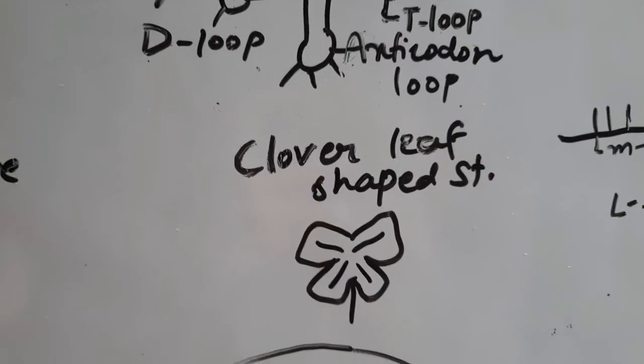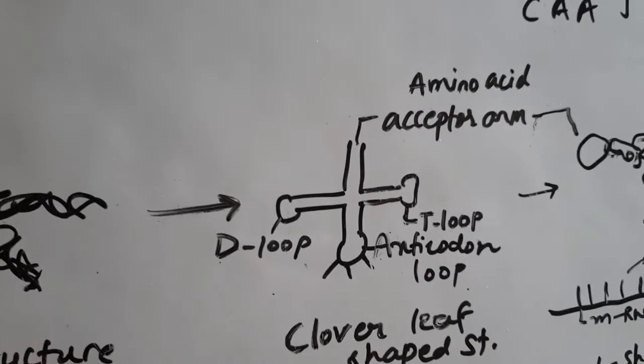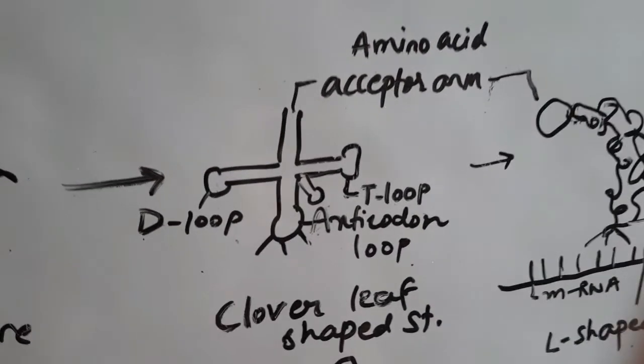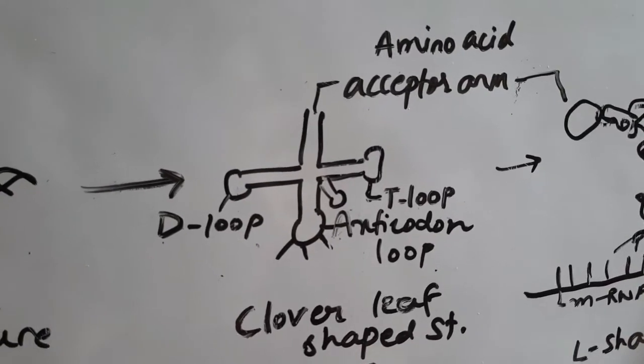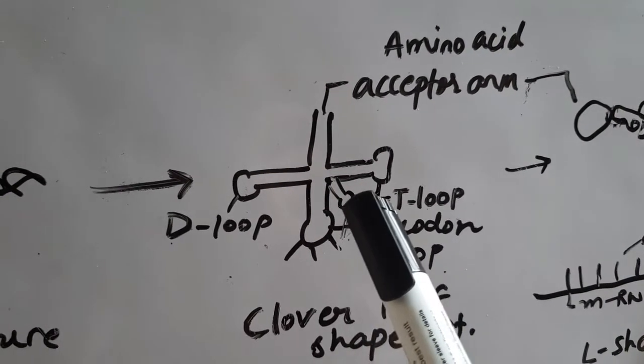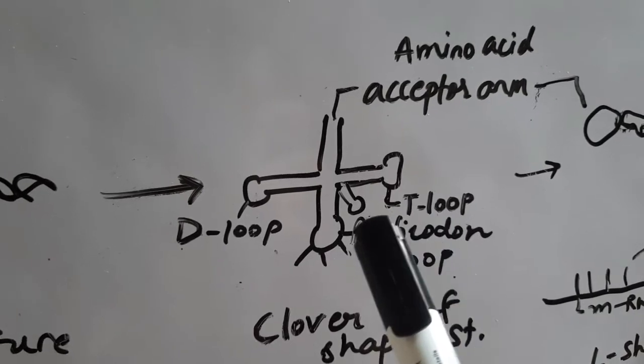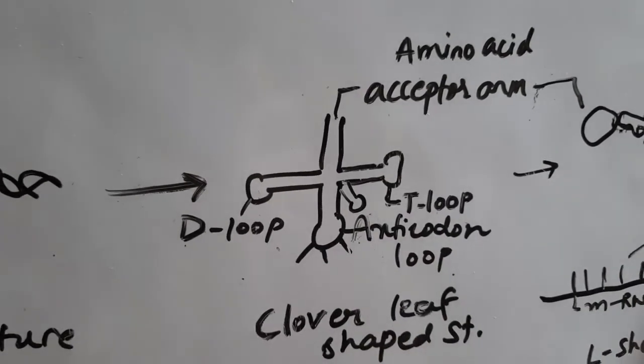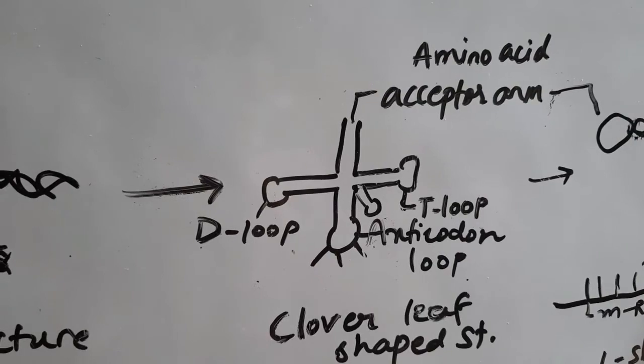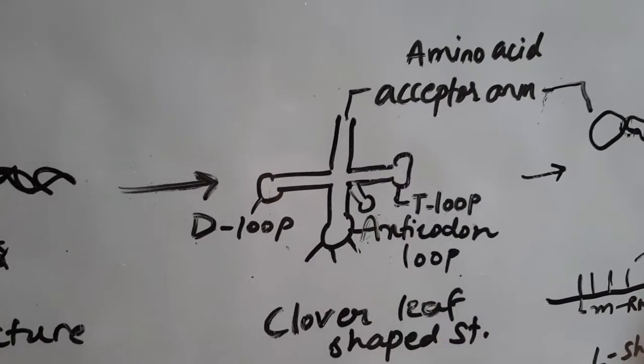What is a clover leaf? A leaf which has 4 parts. Similarly, it has 4 parts. It actually has 5 arms. That is, one which is the variable loop or arm, that is 3D in nature. It is not represented in the front direction. In the 3D direction, it is just behind the structure.